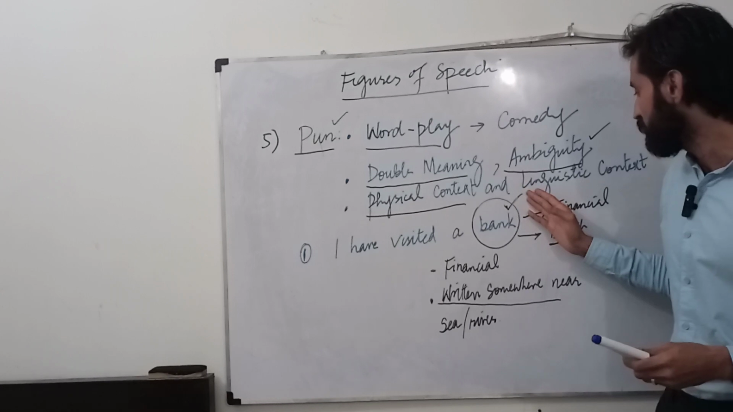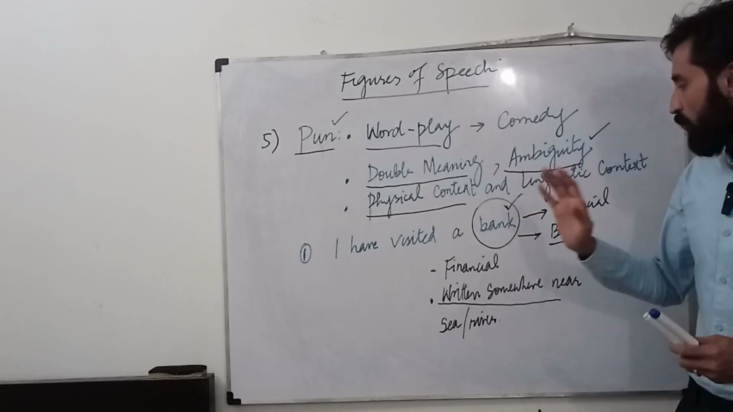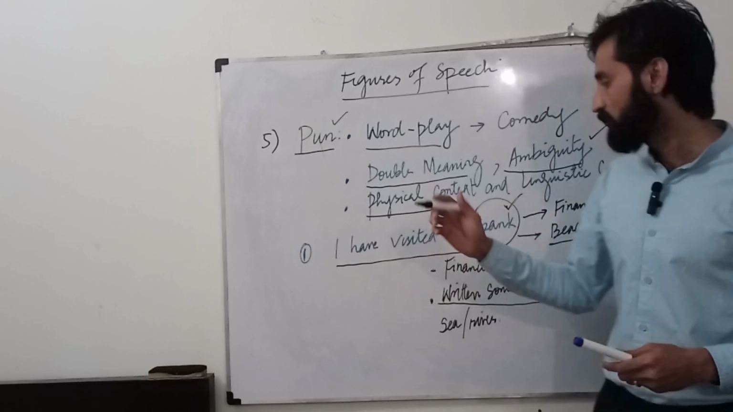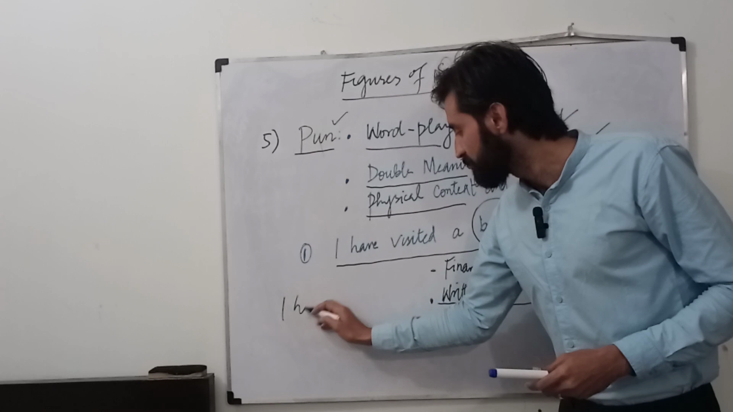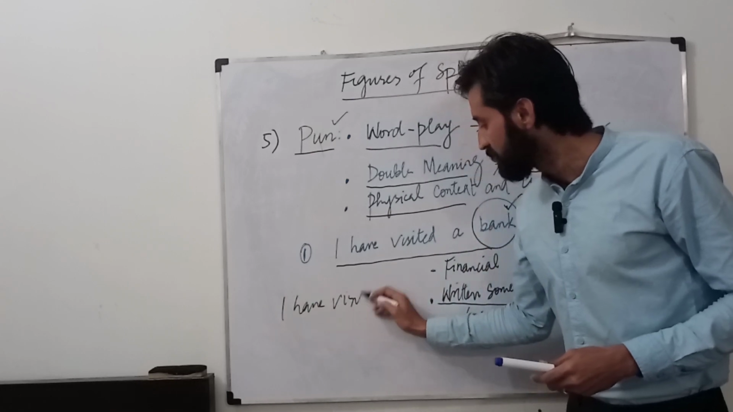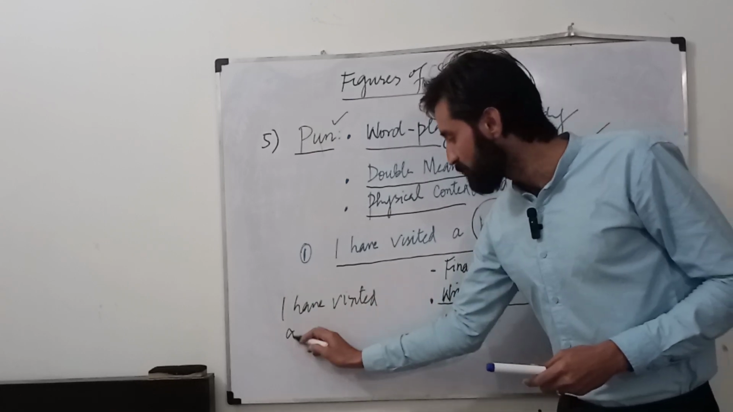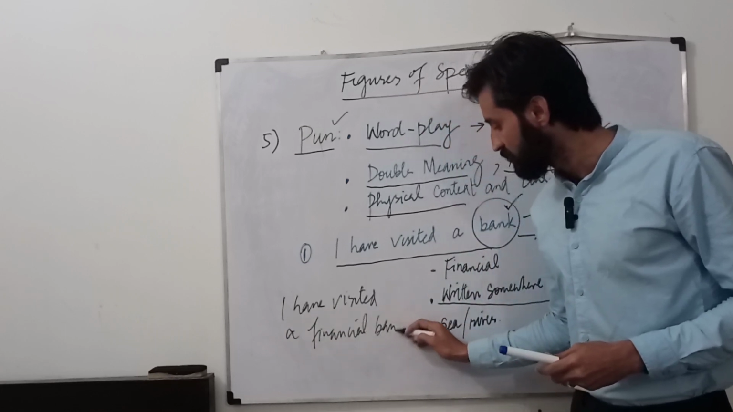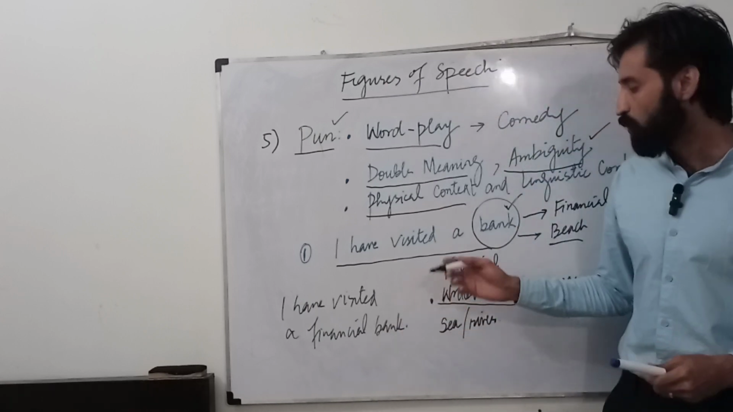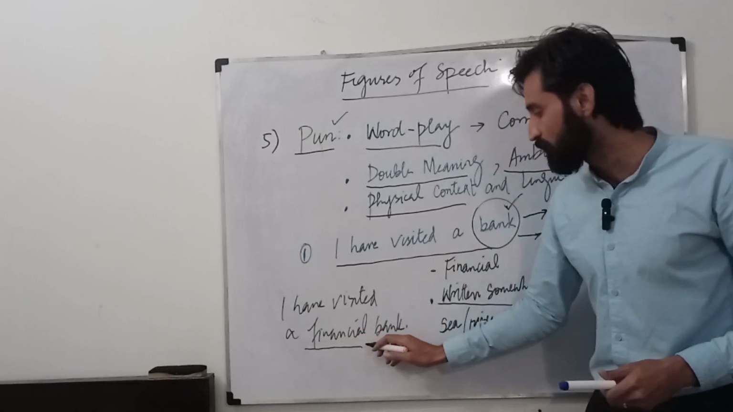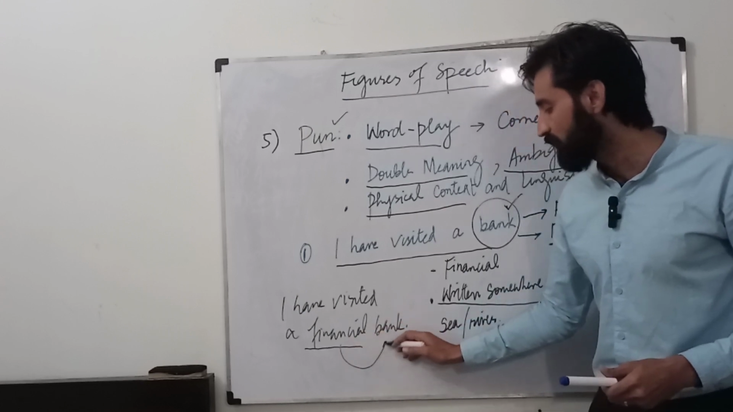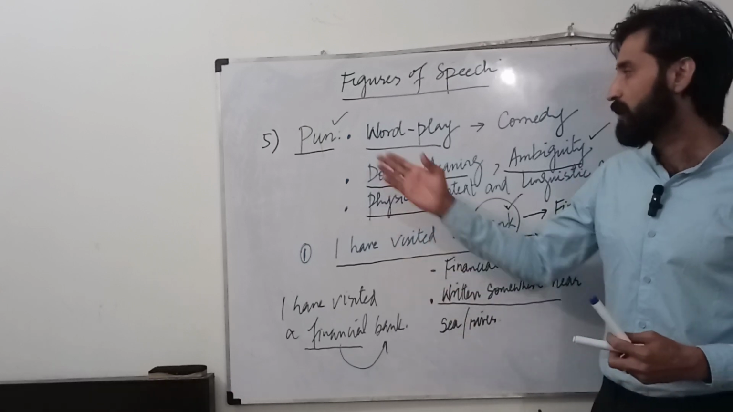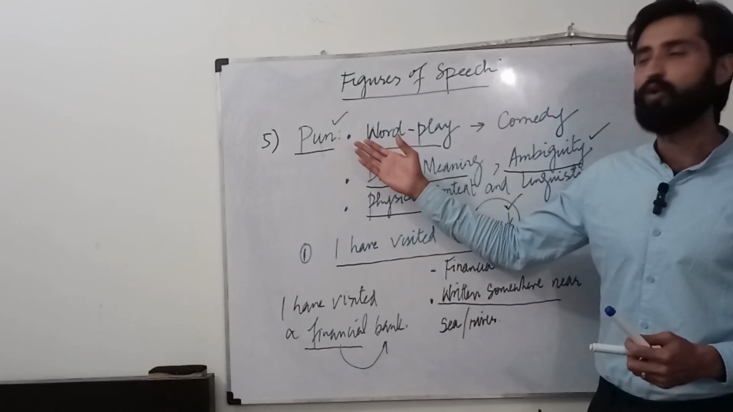Our second thing is linguistic context. Linguistic context means the context from a language. For example, if I say that I have visited a financial bank, it is quite clear from the sentence that I am talking about a financial bank, and this is how we overcome or understand ambiguous sentences, which we call pun.